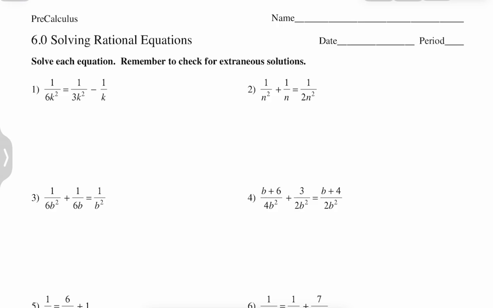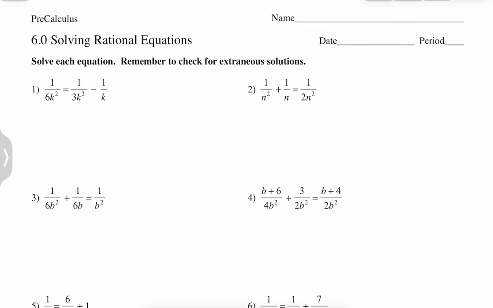So Mod 6 is about rational functions. I wanted to start out with 6.0, kind of reviewing those rules of factoring and then looking at equations, and then we'll start breaking down what the graphs look like. So I wanted to do it in this order for that reason.